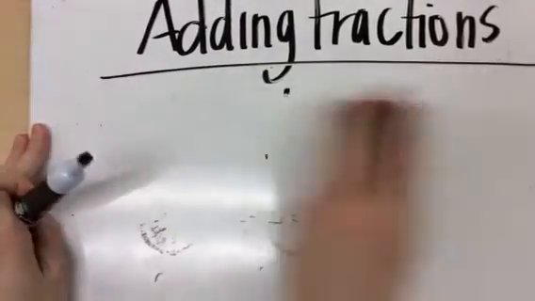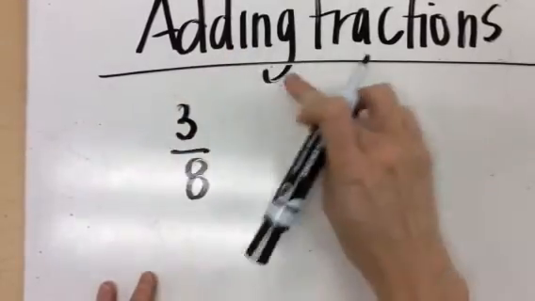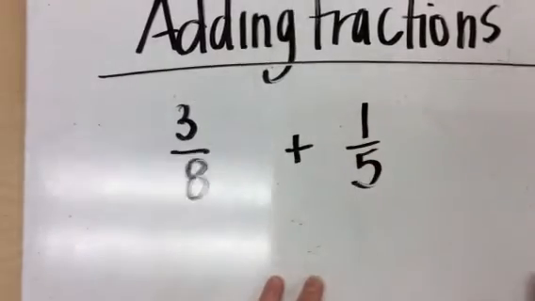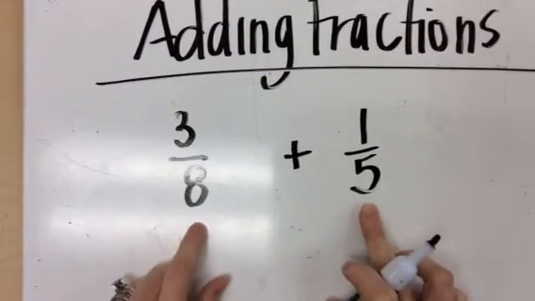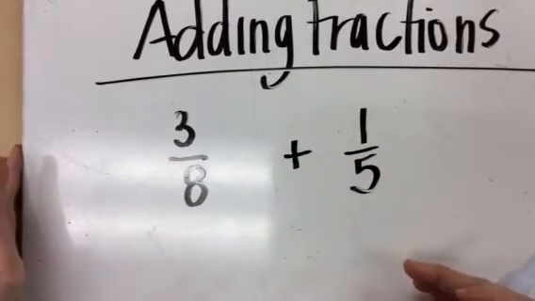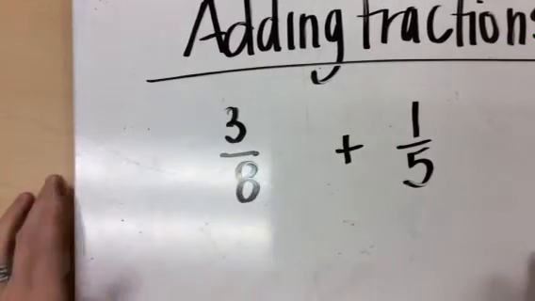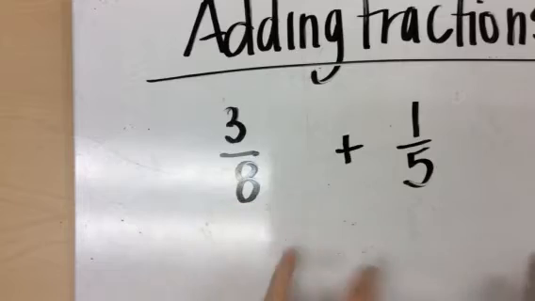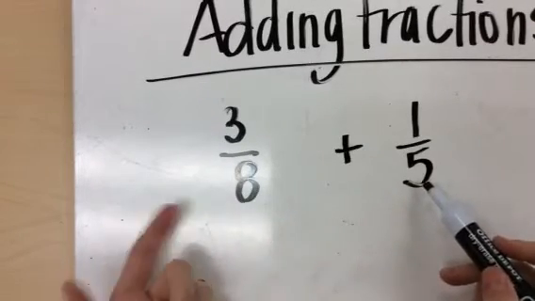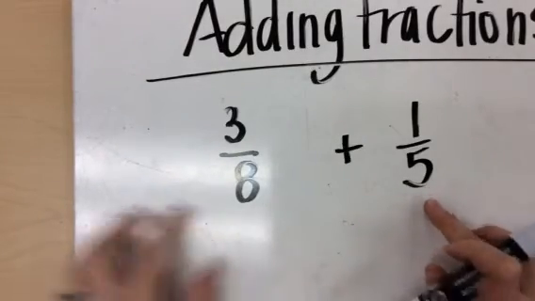So for example, if I had to add something like 3/8 to 1/5, clearly these are not the same size piece. This is an 1/8 and this is a 1/5. So what I need to do is turn them into something that's common. What I can do is turn these both into 40ths. How do I get that? Well, I know that 8 times 5 is going to be 40, so both of them can go into 40. So you're looking for a number that both of these numbers can go into.